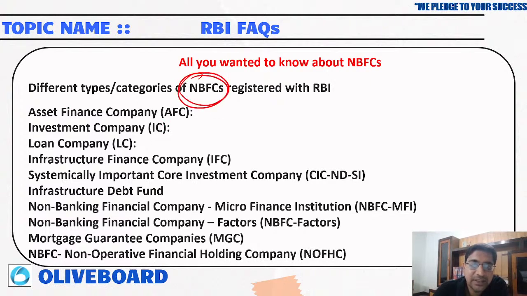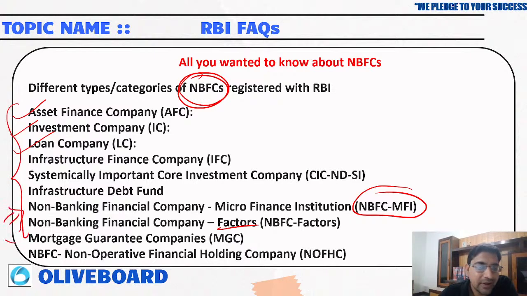How many types of NBFCs are there in India? First are asset finance companies, investment companies, loan companies, infrastructure finance companies, systemically important core investment companies, infrastructure debt funds, and non-banking financial company microfinance institutions. These are very important. Then non-banking financial company factor companies, mortgage guarantee companies, and NBFC non-operative financial holding companies. So these are all very important. These are all types of NBFCs.